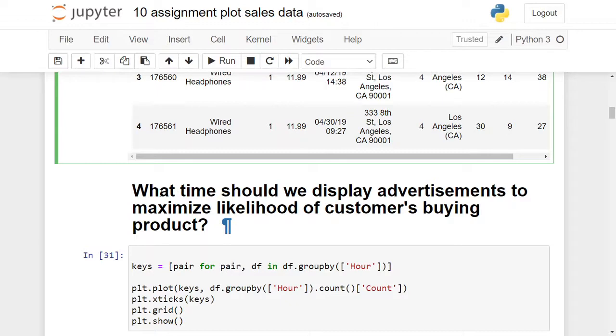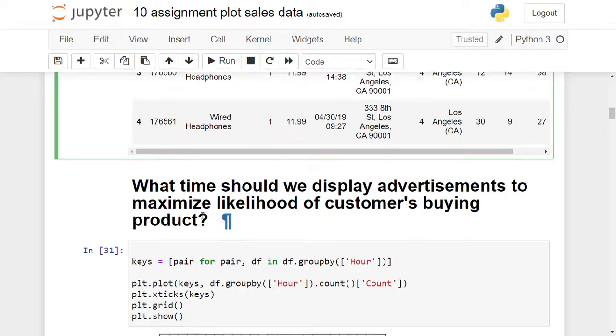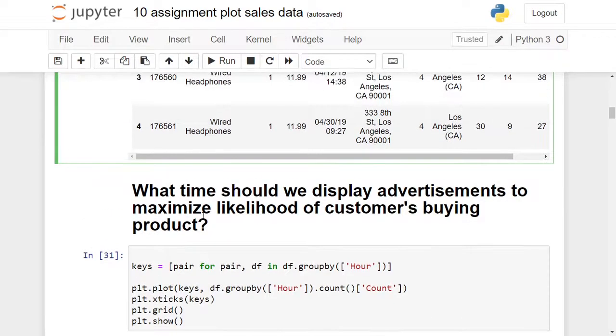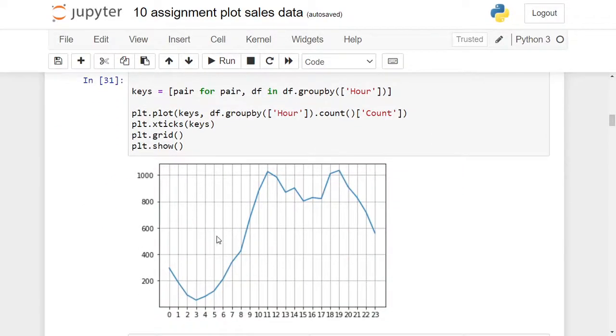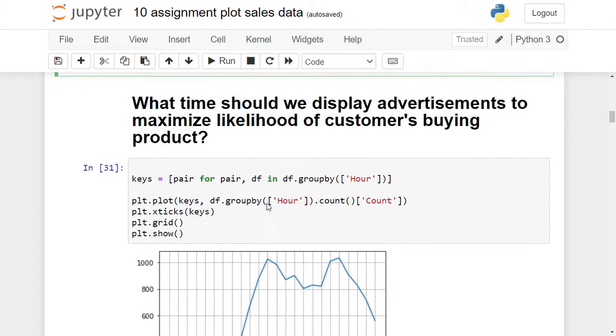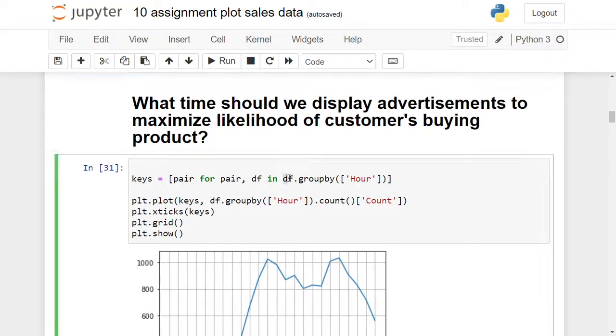What time should we display advertisements to maximize the likelihood of customers buying products? So what it says is basically we want to find at which time of day we have the highest buying time, right? To find that, we need to group the whole dataset by hours.